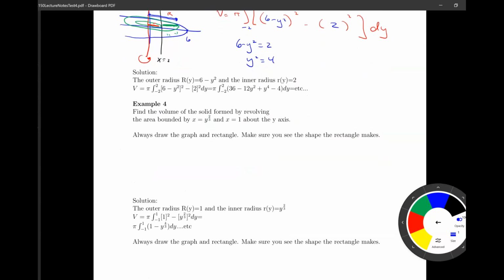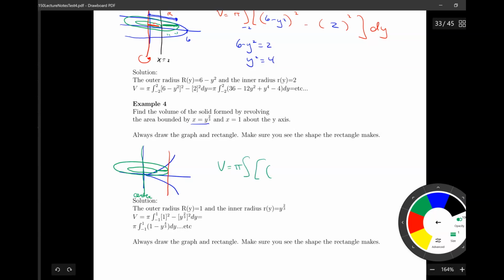All right. Now let's do x equal y to the 2/3. Now it looks like this. And we have x equal 1, which looks like this. And we're going to be spinning it around the y-axis. So this is center. So there's our center. So we're drawing the rectangles perpendicular to the axis of rotation. So we see our washer. All right. So let's do volume is pi, outside radius squared minus inside radius squared, dy integration.